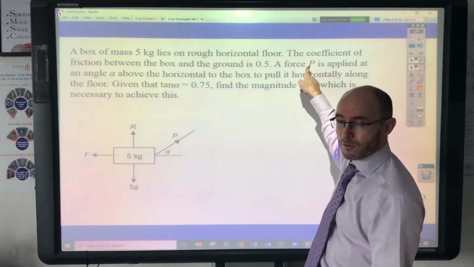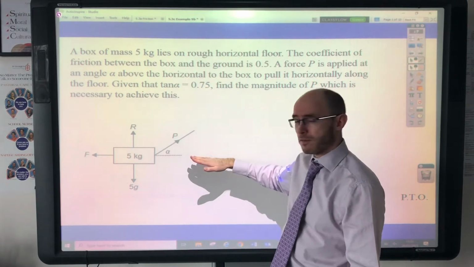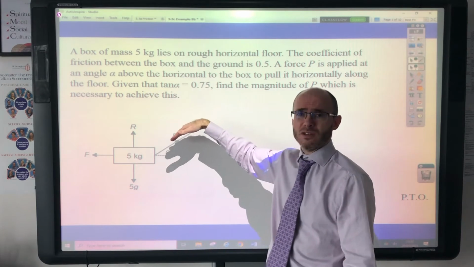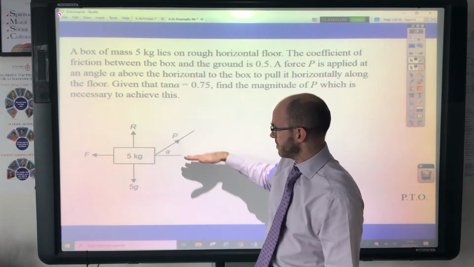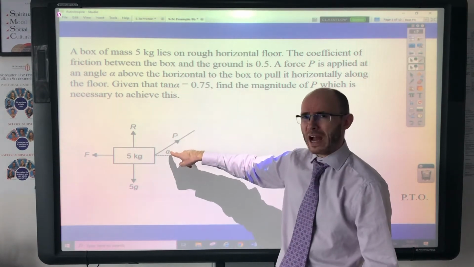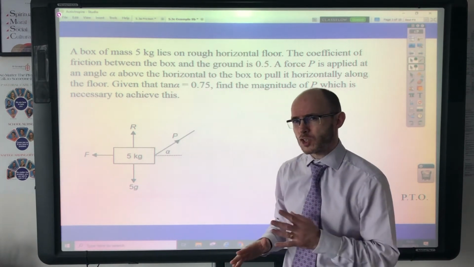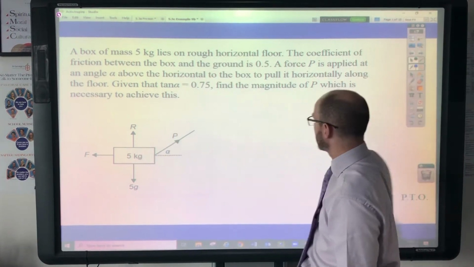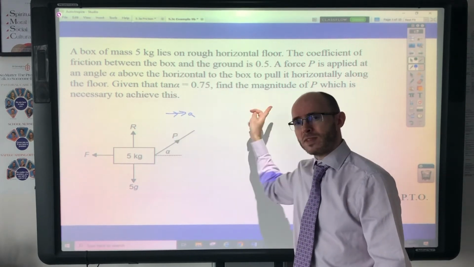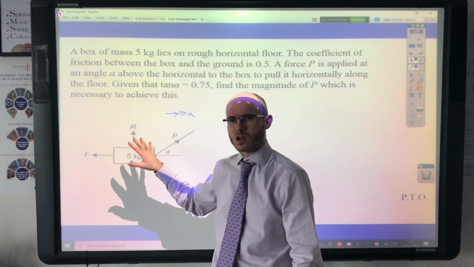And then a force P is applied at an angle of alpha above the horizontal. Because it's above the horizontal, it's like this, an angle of inclination. We don't know what alpha is, but we'll come back to that in a minute. Then, if it does move, we're going to assume that it's going to move this way. If it's on the point of moving that way, the frictional force will be opposing it. It will be this way. So that's a fully labelled force diagram.